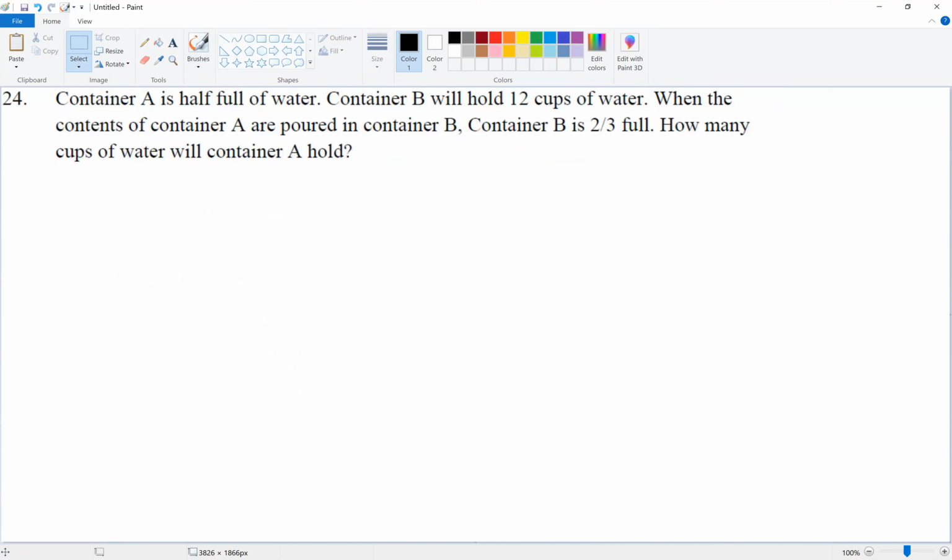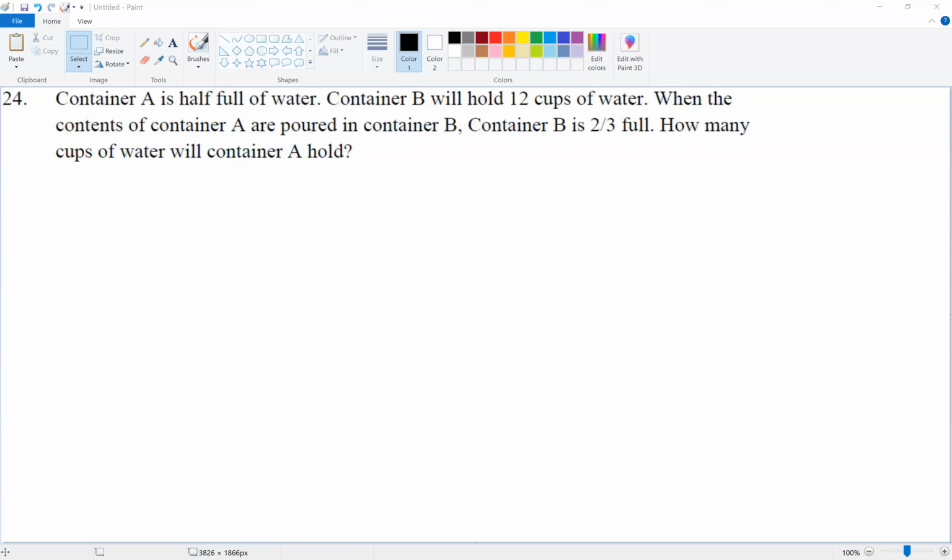Number 24. Container A is half full of water. Container B will hold 12 cups of water. When the contents of container A are poured into container B, it is 2/3 full. How many cups of water will container A hold? So container B has 12 cups of water. When the full jar A is poured into B, container B is 2/3 full.